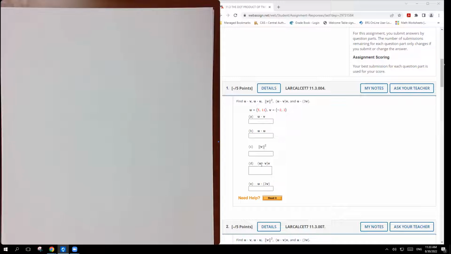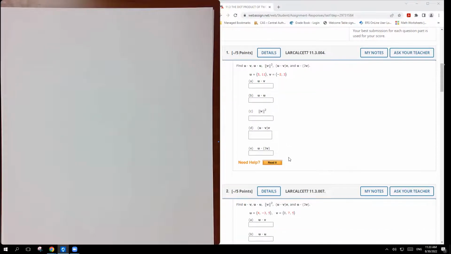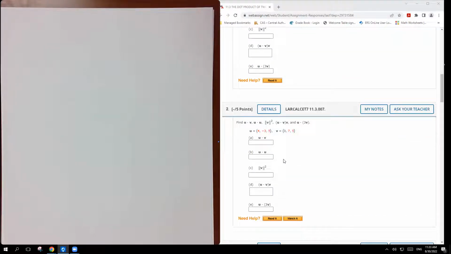The same thing here. Find the dot product between u and v, and the result, you're going to do the dot product with v. Okay? So let's go to the second one. Exactly the same thing.